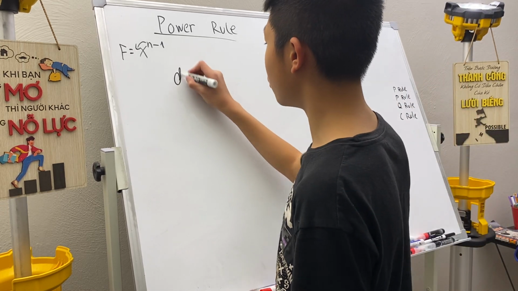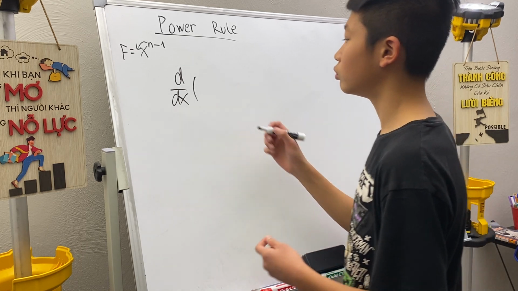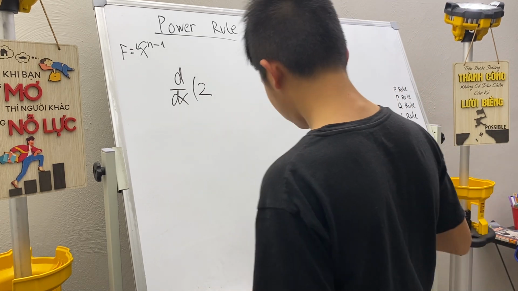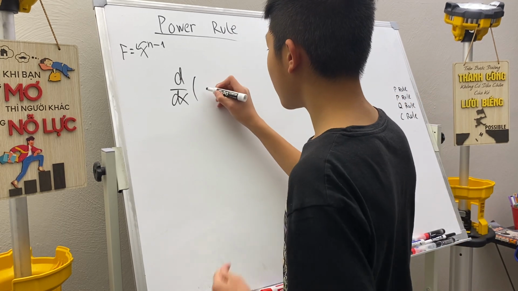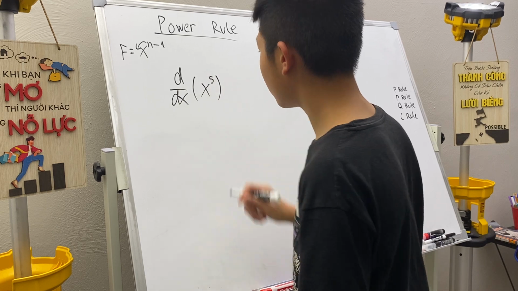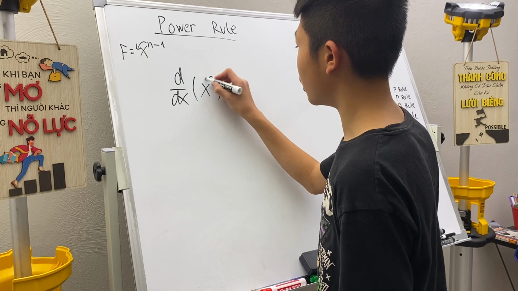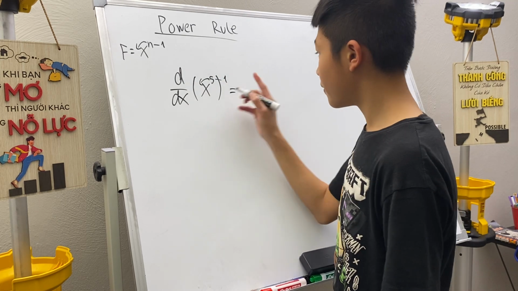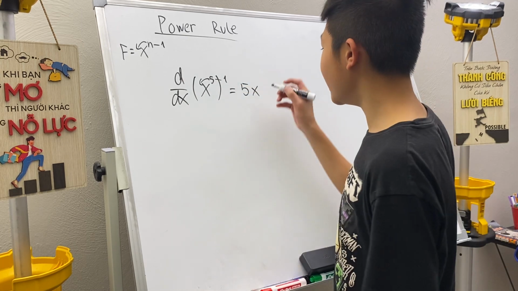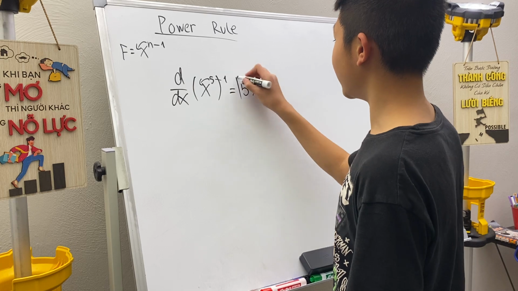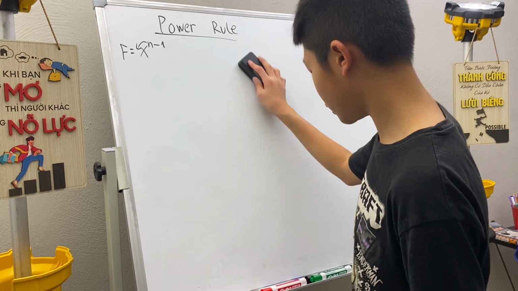Let's say taking a derivative of a function. Let's say x to the 5th power. Well, again, use the power rule, bring the power to the front, you get 5x. 5 minus 1 is what? 3. Just kidding, 4. So this is the answer. Okay. Let's do two more.